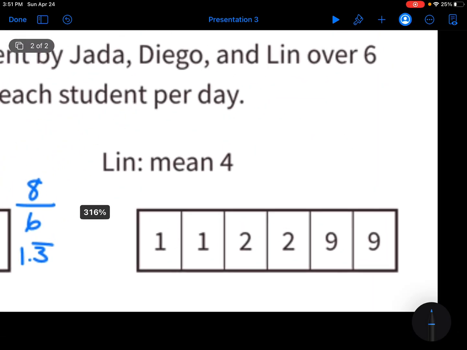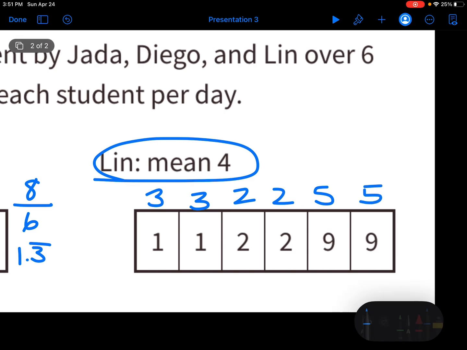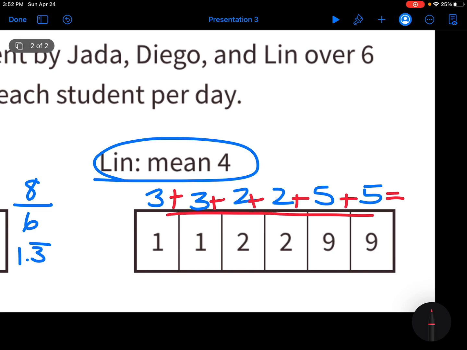All right, last one. They're telling me the mean in this case is 4. That means when I added those numbers up, I got 24, and I divided by 6. 24 divided by 6 is 4. Now I have to figure out how many units each of these numbers is away from 4. 4 minus 1 is 3, 4 minus 1 is 3, 4 minus 2 is 2, 4 minus 2 is 2, 9 minus 4 is 5, 5. Now I take those numbers and add them up, and I'm going to divide by 6 because that's how many answers there are.